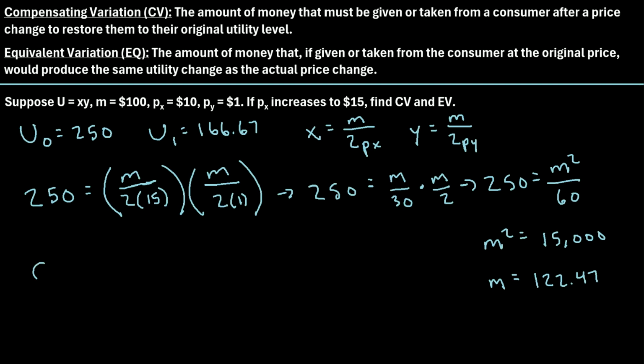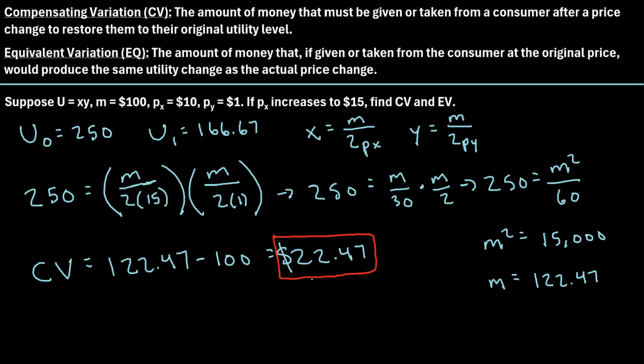So the compensating variation, in other words, what this consumer needs to be compensated with, is simply the difference between this new income minus the old income of $100. And we find that will be equal to 22.47. We'll say dollars. So the consumer needs to be compensated with $22.47 in order to restore them to this same utility level. So that's our compensating variation.